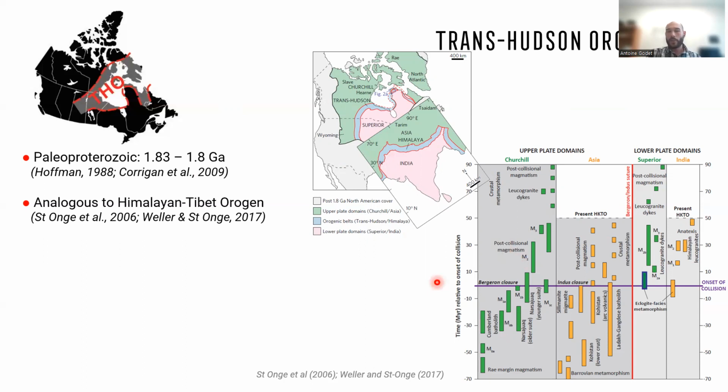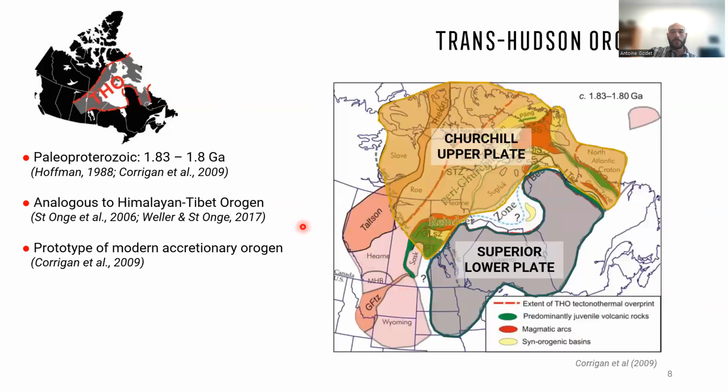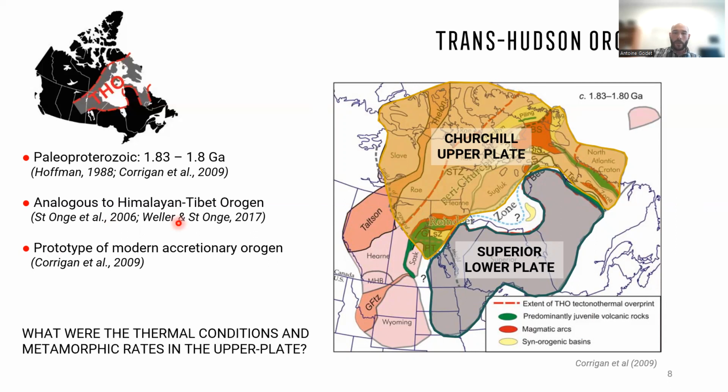But it has limitations. First, how do we date the onset of collisions? How is it constrained? And second, how are the metamorphic events constrained? So those are still questions that should be assessed in the Trans-Hudson and in the Himalayan orogen. It's been considered as a prototype of modern accretion-erosion. And finally, there are still questions that were remaining and that still remain.